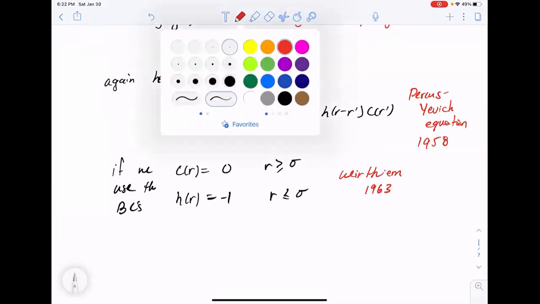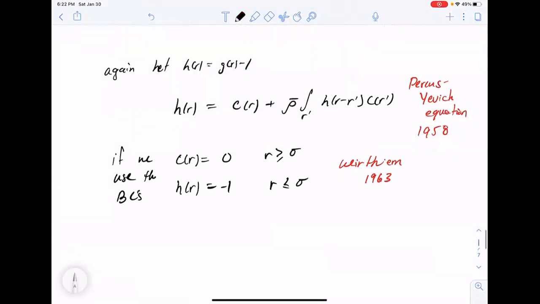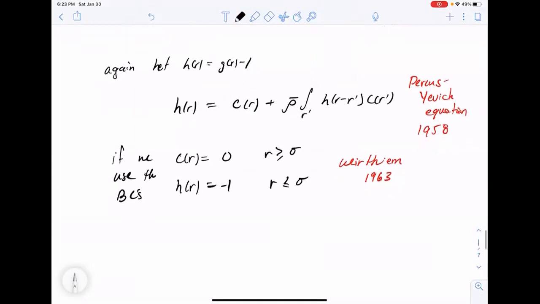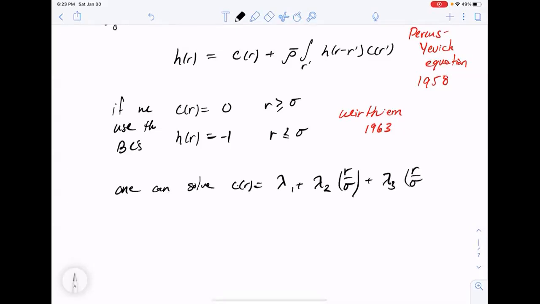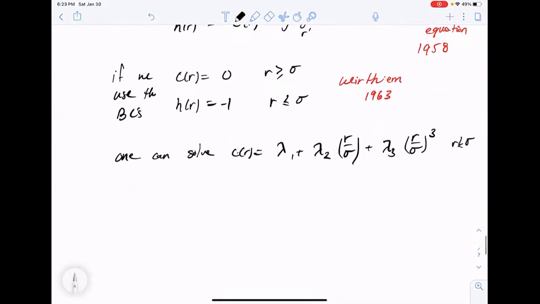He used those two boundary conditions to then solve for what the C of R is, and in doing so, solve for the H of R. So the C of R takes a form of constants, lambda 1 and lambda 2, times R in units of sigma, plus a lambda 3, R in units of sigma raised to the third. Again, this is only defined for R less than sigma, where these lambdas are expressible in terms of the packing fraction.